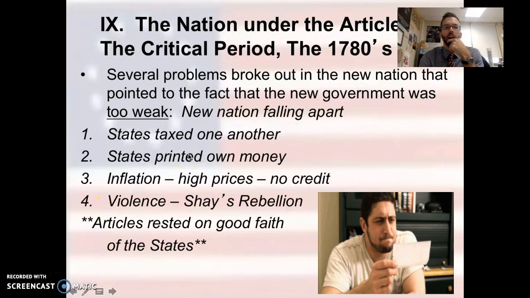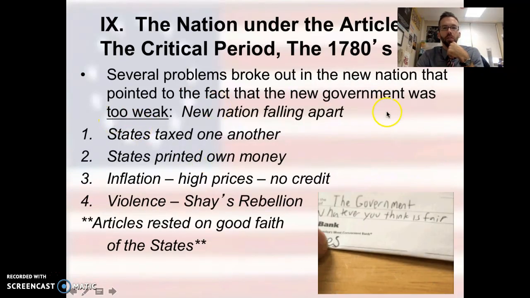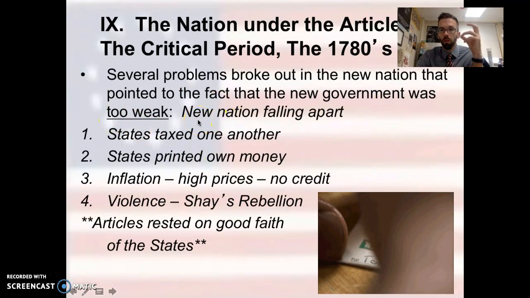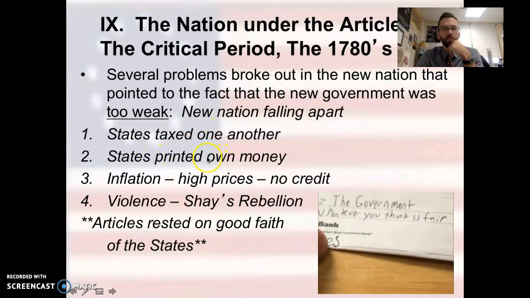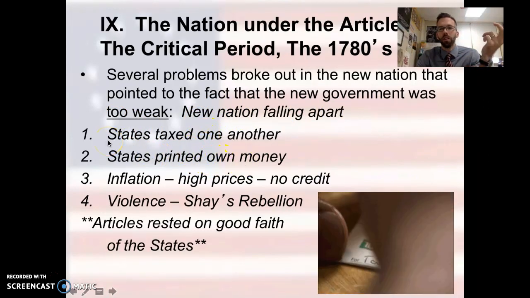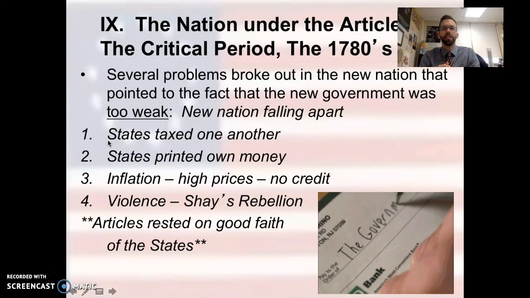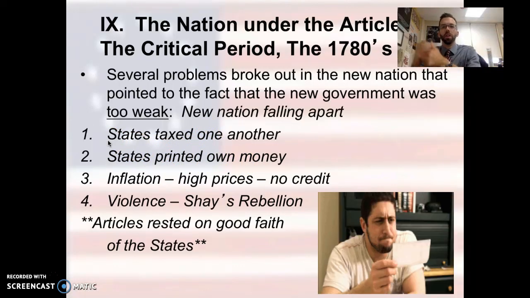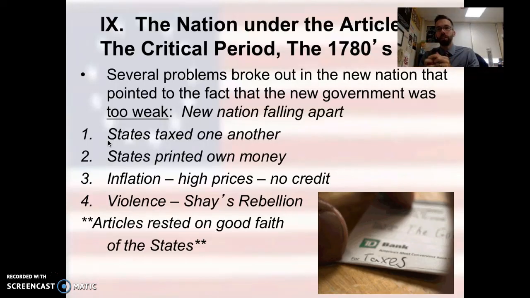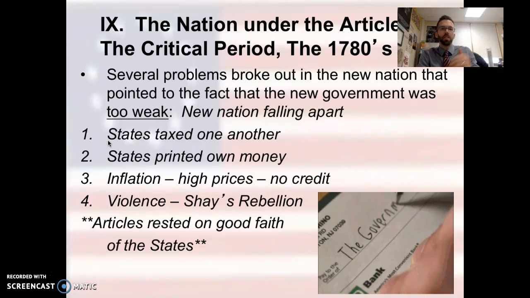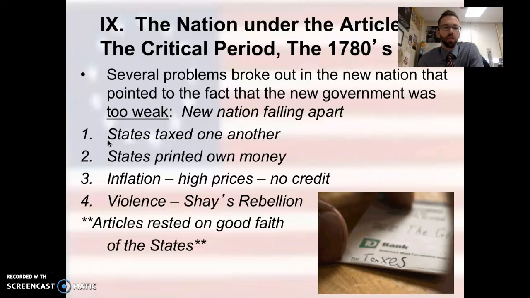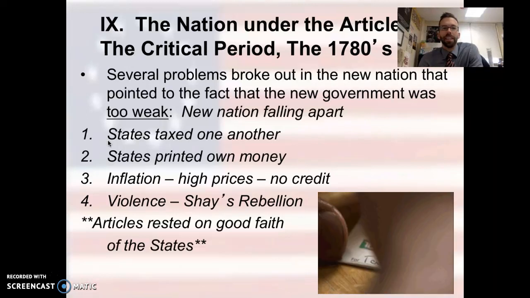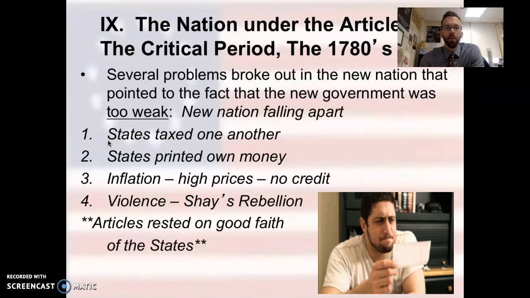Okay, so during this period, the new nation as a whole is not doing very well. States are printing their own money. States are taxing one another. Basically, the federal government told the states, hey, Massachusetts, we need this much money. Okay, we need this much tax money. Virginia, we need this much tax money. And the states just didn't pay it. The people just didn't pay it. So the federal government didn't have enough money to actually operate.